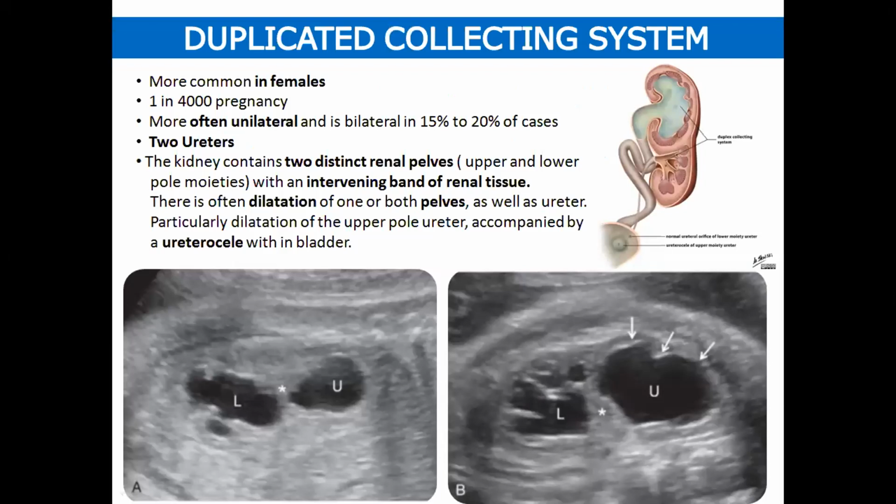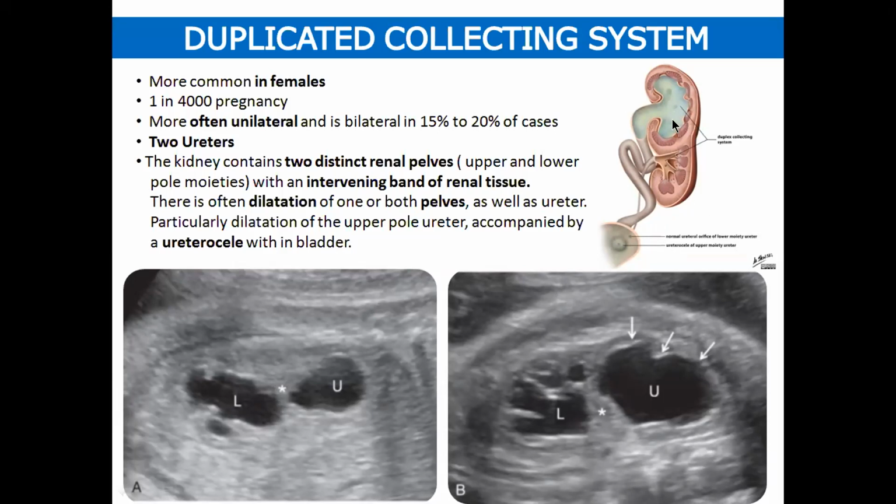Duplicating collecting system is more common in females. This is the anomaly which is common in females, 1 in 4,000 pregnancies, often unilateral. The kidney contains two distinct renal pelvises, upper moiety and lower moiety, with an intervening band of renal tissue. There is often dilatation of the upper pole ureter accompanied by a ureterocele within the bladder.